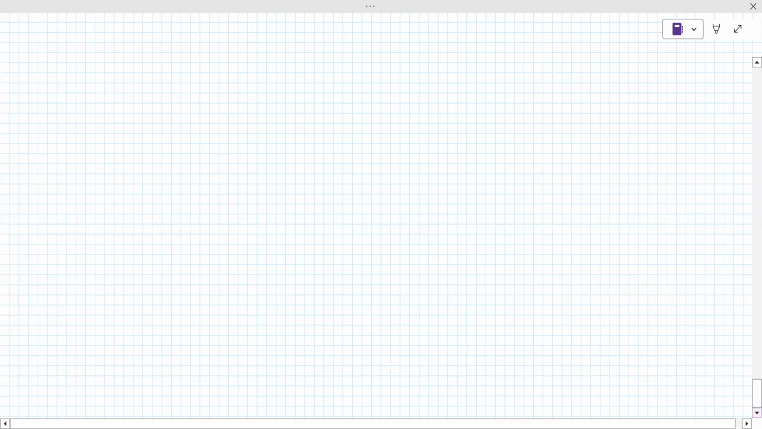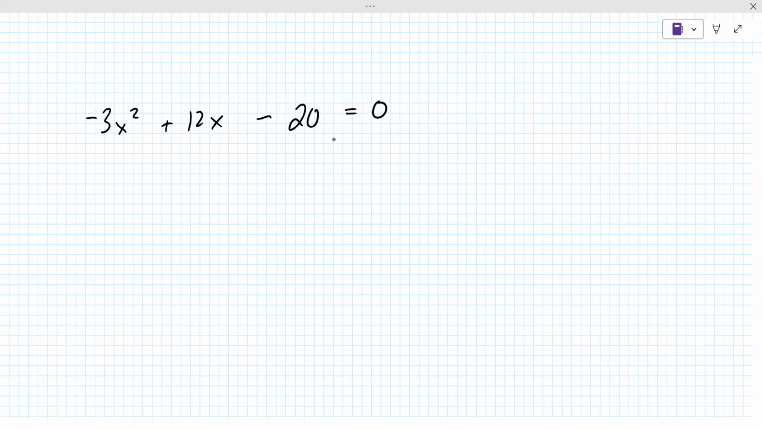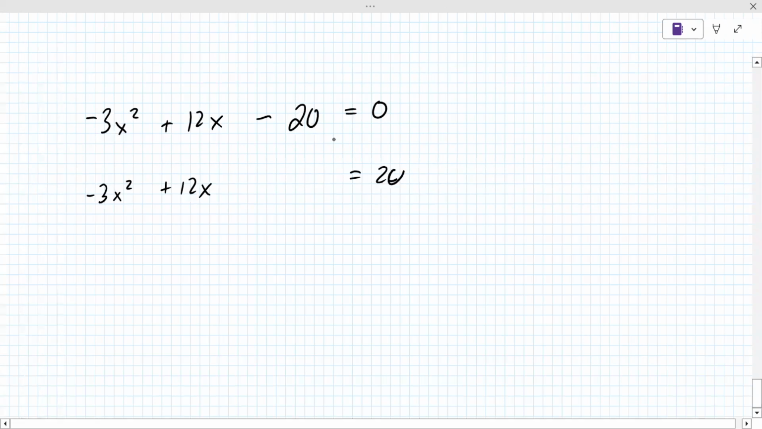There's only so many of these that I can come up with. They don't have infinite possibilities. Minus 3x squared plus 12x minus 20 equals 0. Okay. So first thing here would be to move the 20 over like that. It's like we've been doing. Okay. What do you do next here?